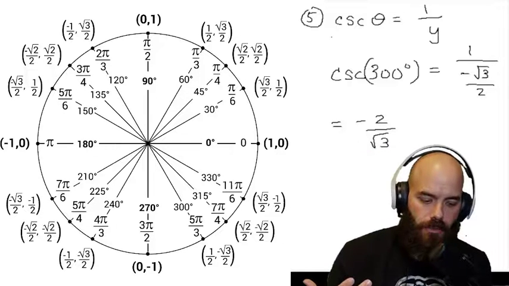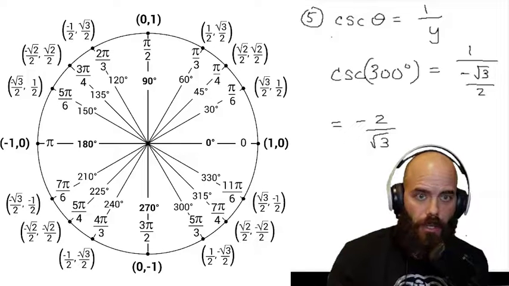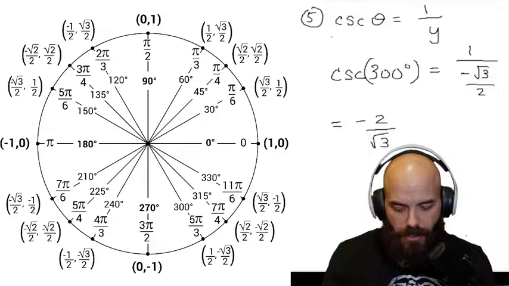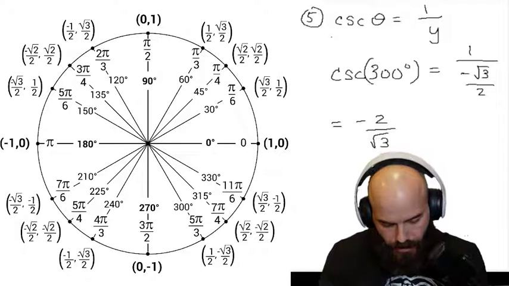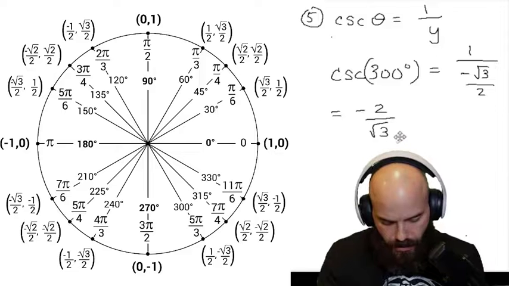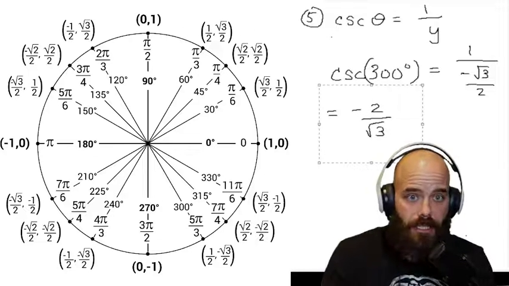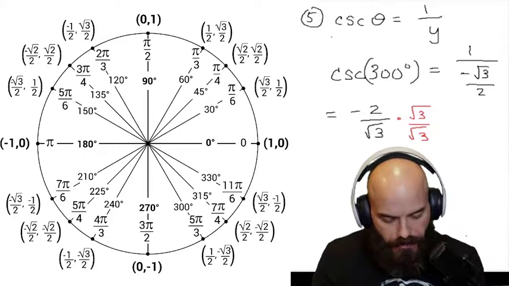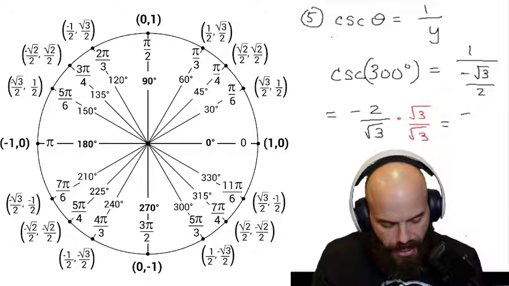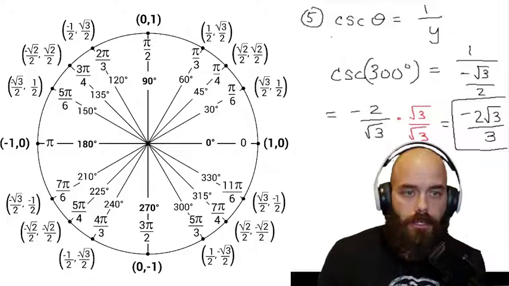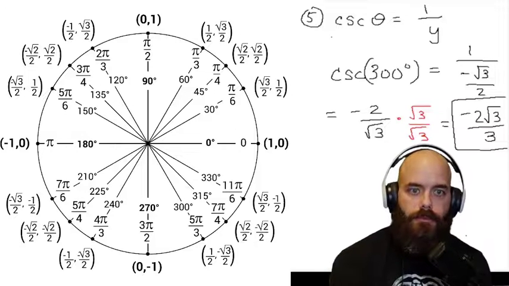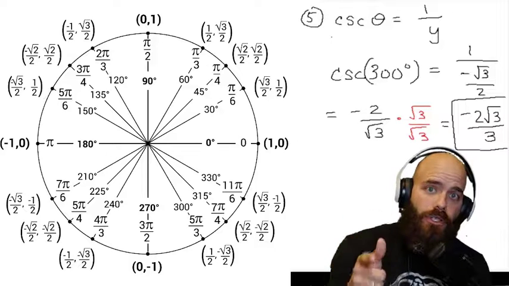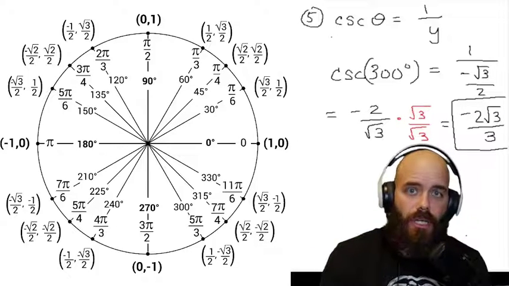And now we're in a similar situation where we have to rationalize. And so think about what we need to multiply the numerator and the denominator by. Let's move this up a little bit so that my head's not in the way. We need to multiply by root 3 over root 3. And finally, our answer is going to be negative 2 root 3 over 3. And that's how you use the unit circle to find the exact values of trig functions.